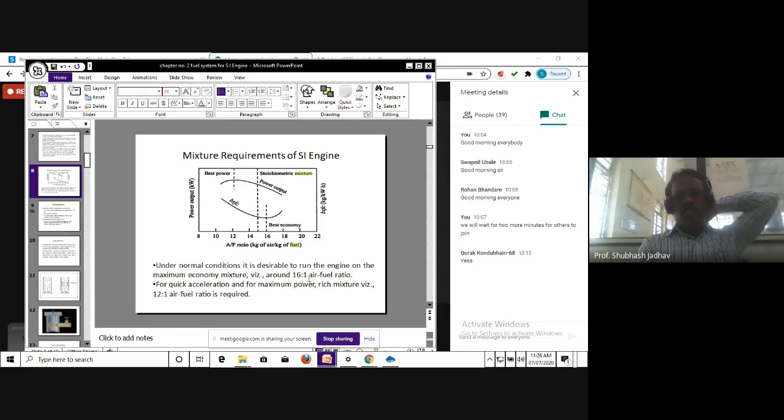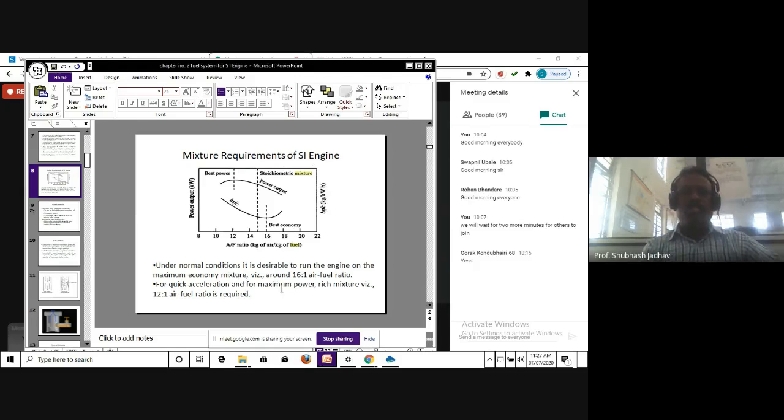So that is where this particular ratio comes into the picture, which we call the air to fuel ratio. So 16 units of air and 1 unit of fuel. This is what we call the 16:1 air fuel ratio. So generally 16:1 air fuel ratio is considered to be required for economic operation, while for quick acceleration, that is when the vehicle is trying to accelerate, for example when I am trying to overtake another vehicle, at that time we want to accelerate.